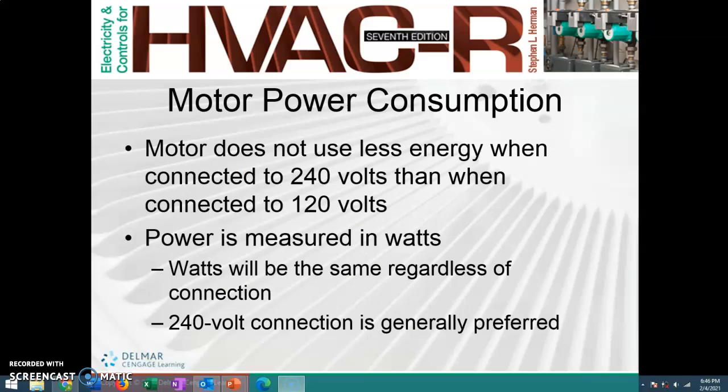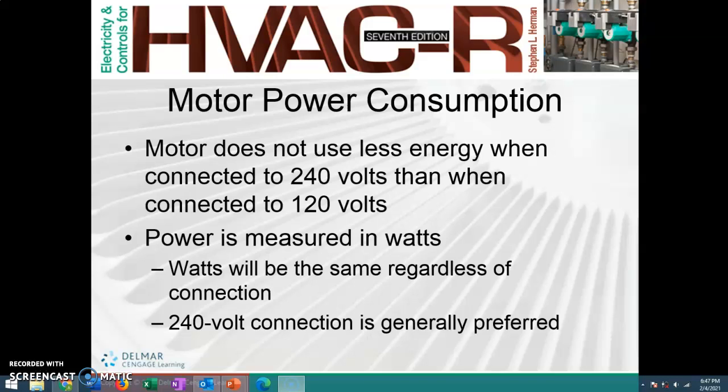Let's jump right into a very important point here. Motor power consumption. We've already discussed this once in class, but I'm going to hit on this a bunch of times before the end of the semester. Remember Watt's law, and remember how that works. Remember that watts is the total measure of power. It is volts times amps. The motor does not use more or less energy if it's at 240 or 120.